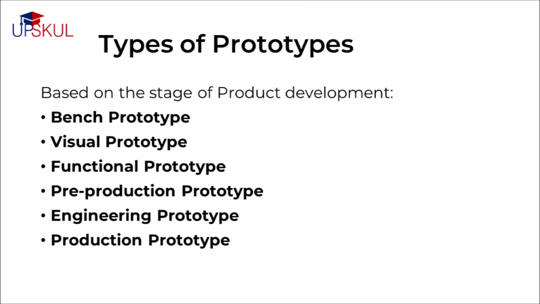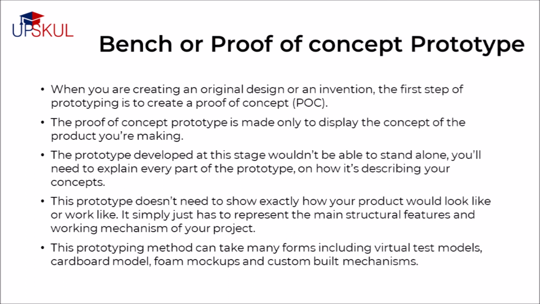There are 6 types of prototypes that can be used to validate an idea or concept as it progresses to its final form. When you are creating an original design or an invention, the first step of prototyping is to create a proof of concept. Exactly like its name, the proof of concept prototype is made only to display the concept of the product you're making. The prototype developed at this stage wouldn't be able to stand alone, and that is why we also call it a bench model.